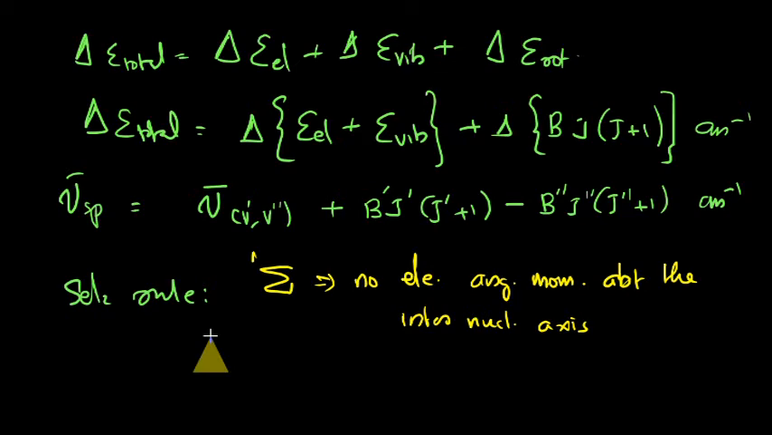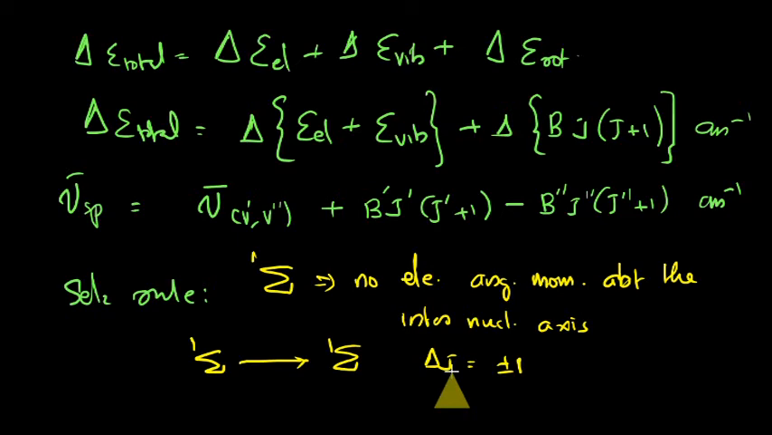And then both are sigma 1 states. So if it is a sigma 1 to sigma 1 transition, that is sigma 1 in the lower electronic state to sigma 1 in the upper electronic state. If this is the nature of the electronic transition, then the selection rule is that delta J is equal to plus or minus 1. This is the selection rule.